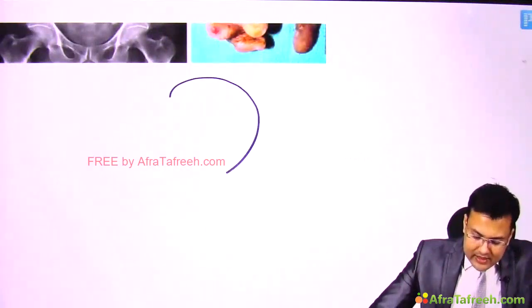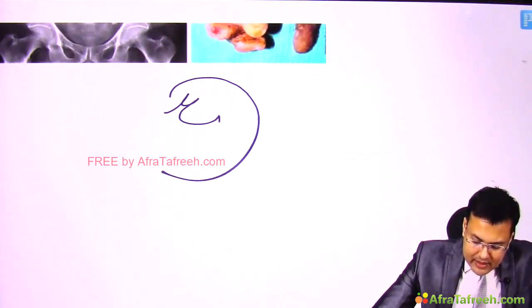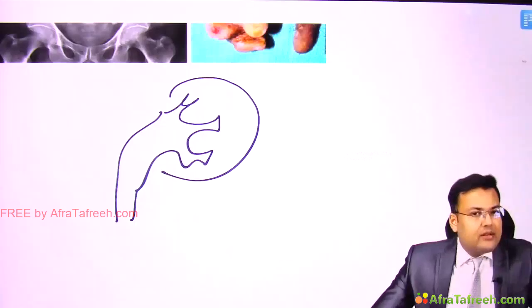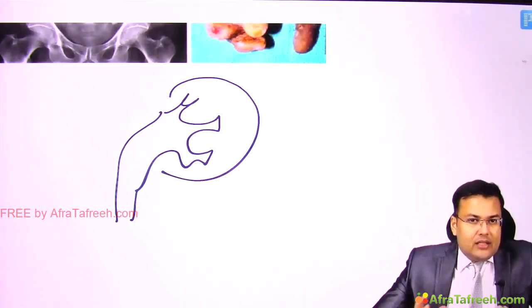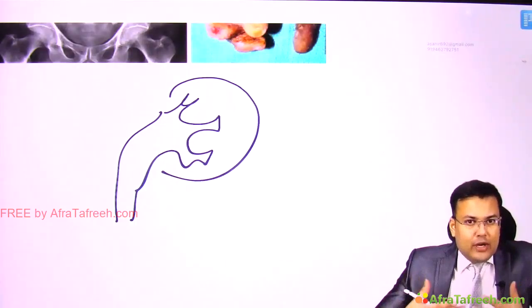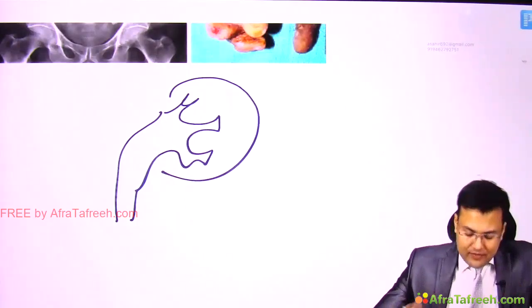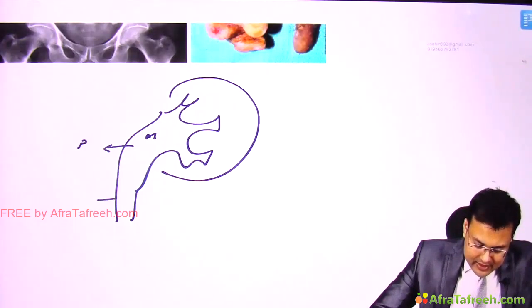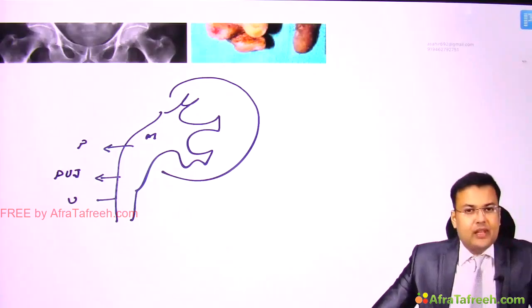Now see the simple anatomy. Here you can see that this is the kidney. These are the minor calyces. How many minor calyces are there? There are 3 to 5 minor calyces. These 3 to 5 minor calyces are going to join together and form the major calyx. After that, there is the pelvis, there is the ureter, so there is the pelvi-ureteric junction.